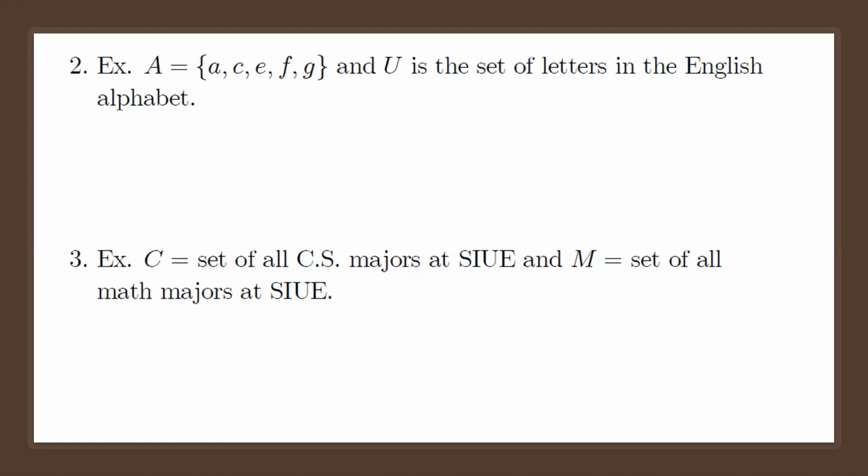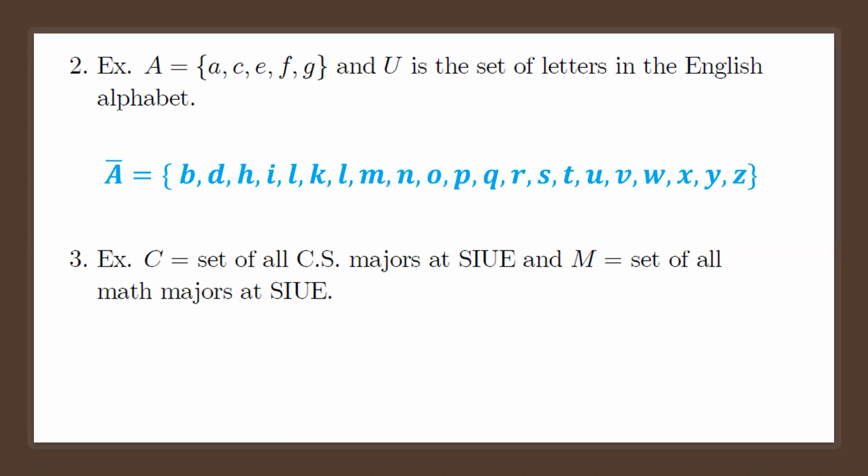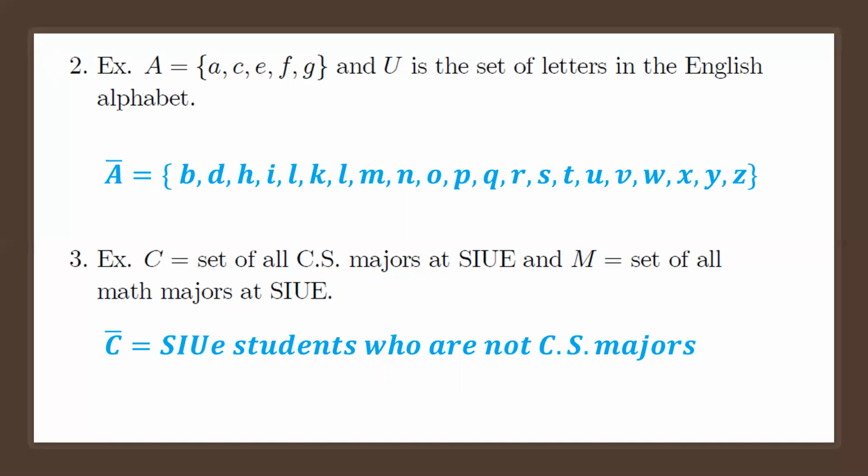So if A is the same A we've been dealing with all along, A, C, E, F, G, and the universe is the set of English letters, then the complement is going to be all the letters that are not A, C, E, F, and G. What is the complement of our set C there? The complement of the computer science majors? That's anyone who's not a computer science major.